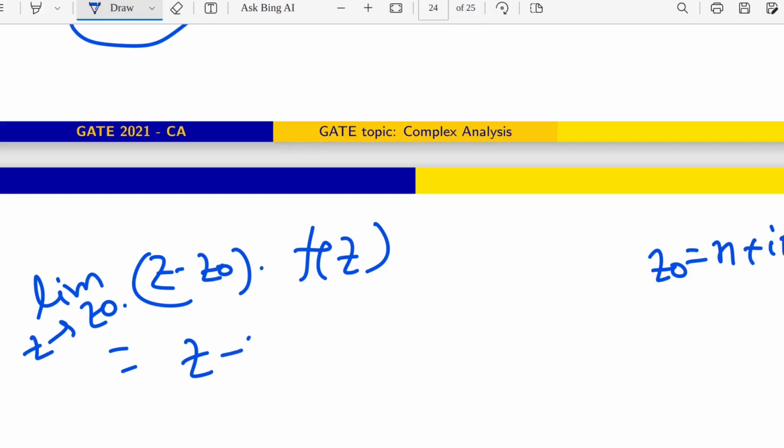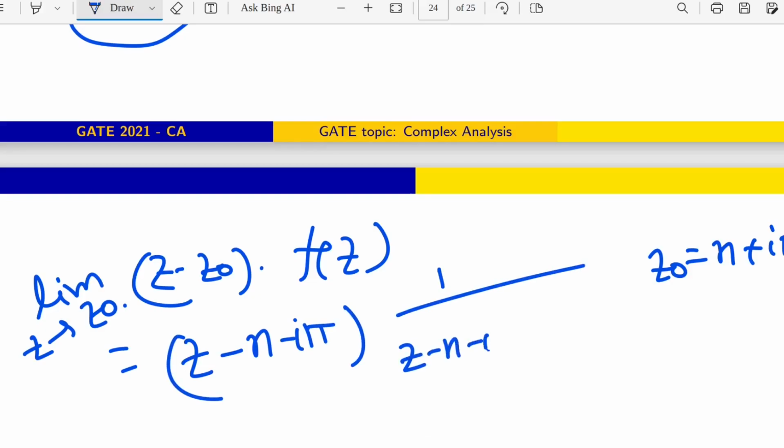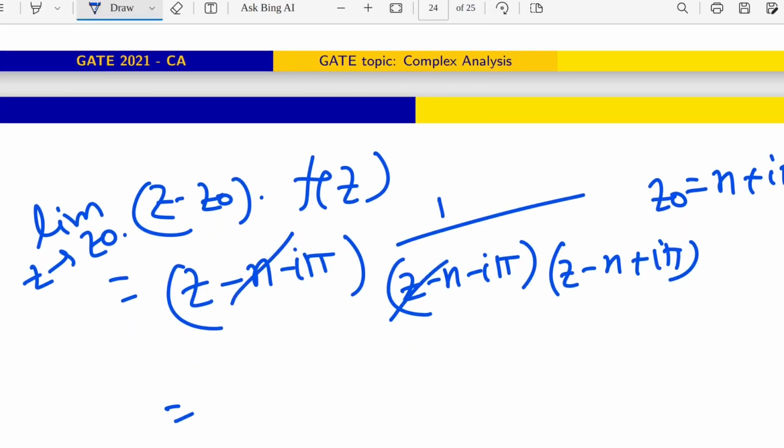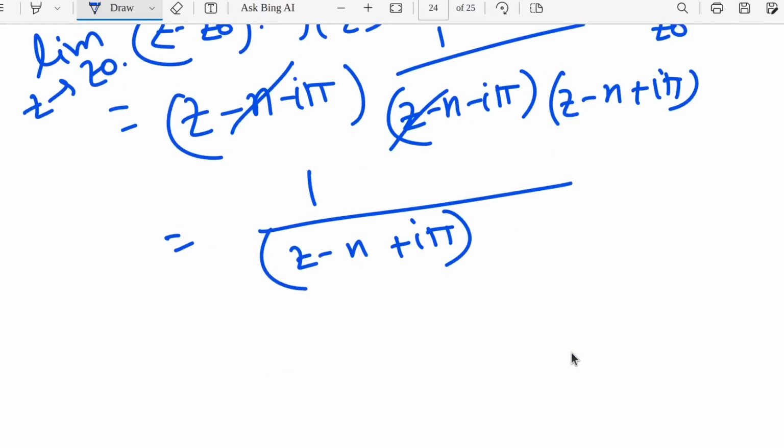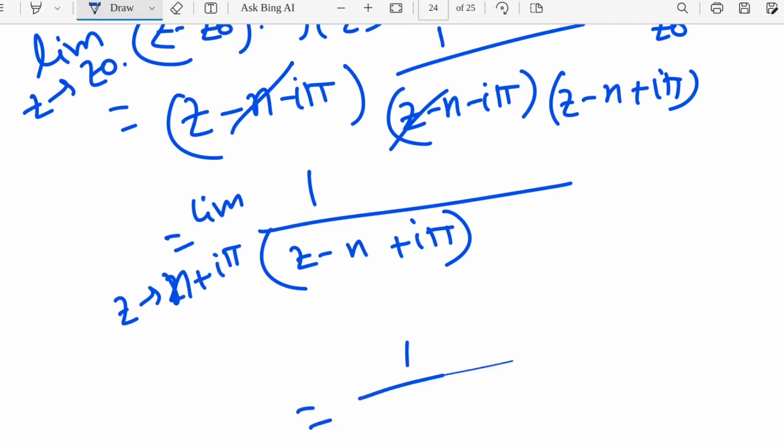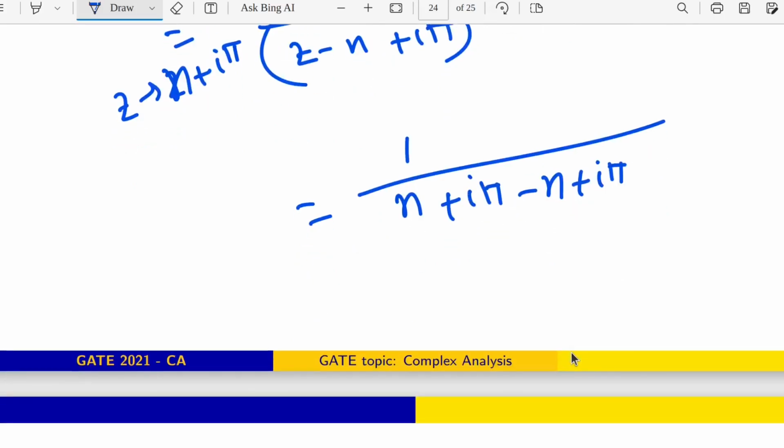Now I am writing here z minus n plus iπ, and f(z) is 1 by (z minus n minus iπ)(z minus n plus iπ). Then you can see that this one and this one will cancel out, so we are left with 1 by (z minus n plus iπ), and we are taking the limit as z going to n plus iπ. If I put the value, what will happen here? It will be n plus iπ minus n plus iπ. Now what will be the value? The value will be 1 by 2iπ.